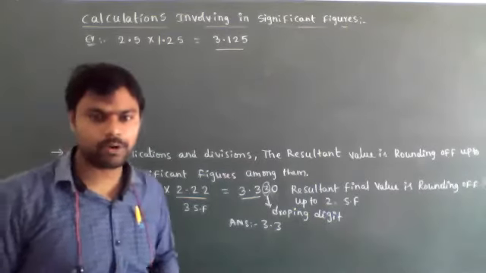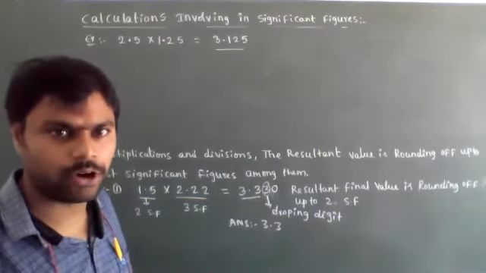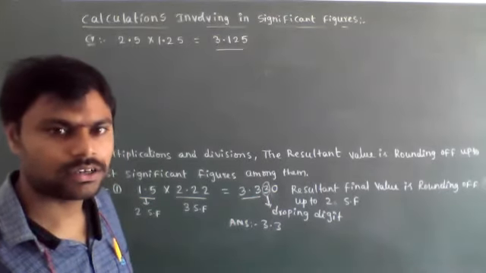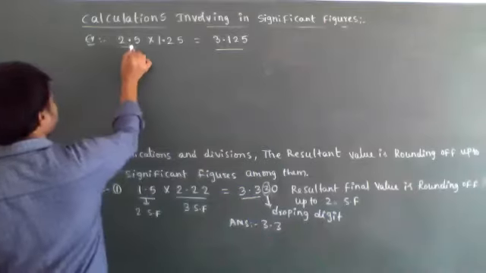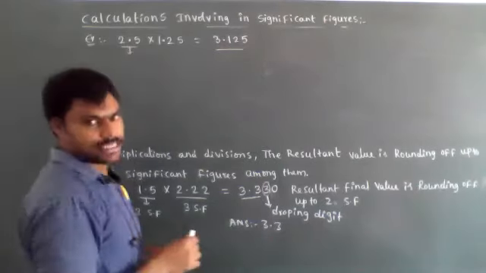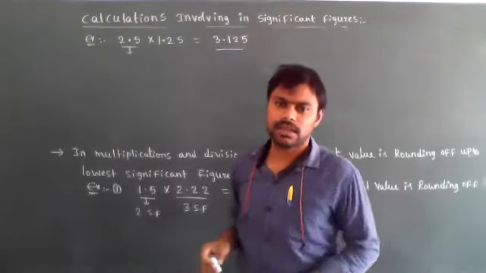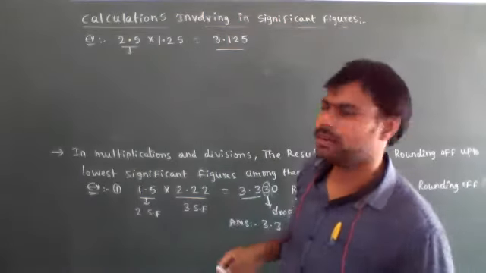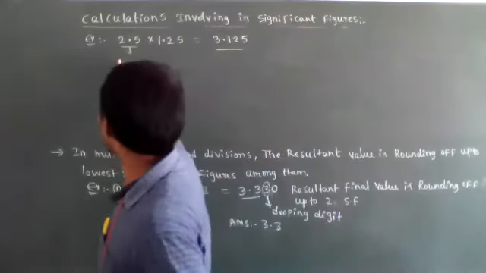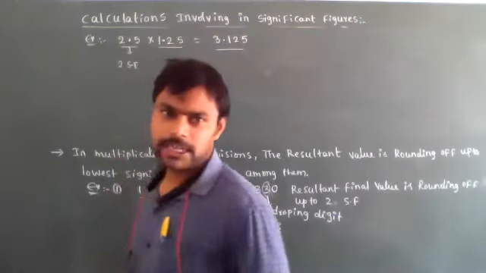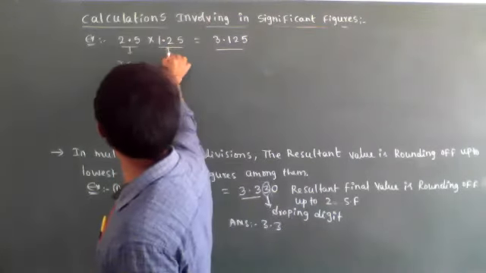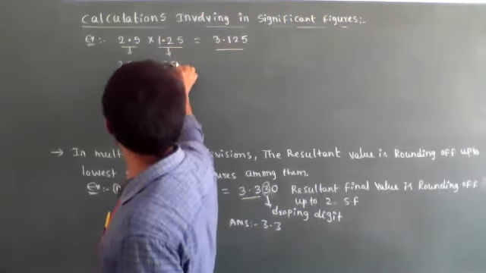Somebody is saying 3.1. Yes, good. Why 3.1 only? Because among the given numbers, which number contains the lowest significant figures? 2.5. How many? 2 significant figures. 1.23 contains how many significant figures? 3 significant figures are present.